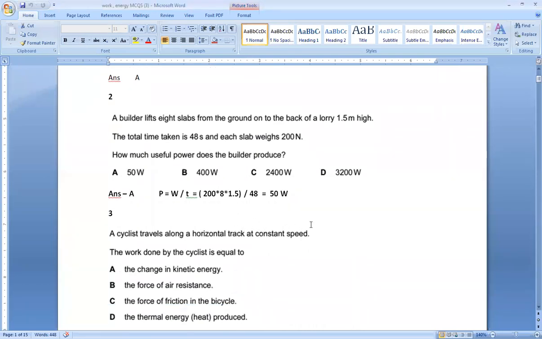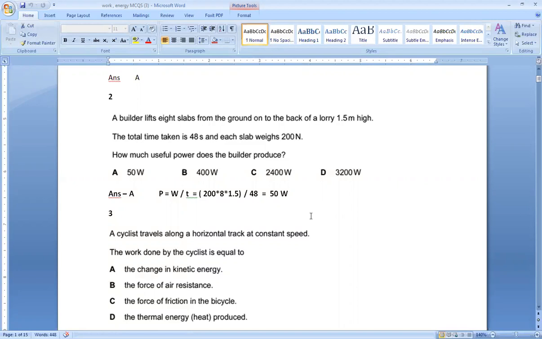Question number 2, a builder lifts 8 slabs from the ground onto the back of the lorry 1.5 meter high. The total time taken is 48 seconds and each slab weighs 200 Newton. How much useful power does the builder produce? Power, as we know, is work done divided by time. And work done is equal to F into D. While when we are lifting something, then work done actually is equal to change in potential energy, or mgh.